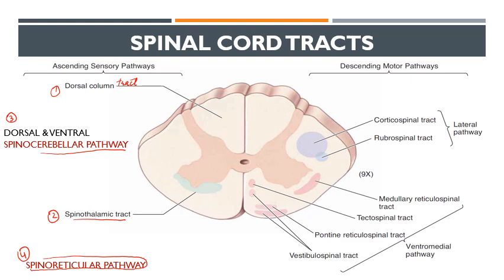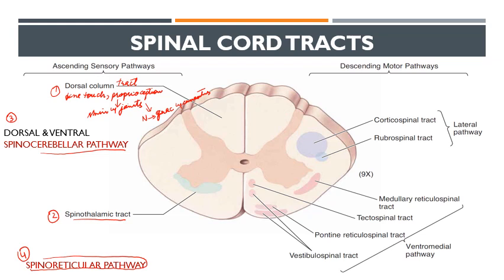The dorsal column tract's function is to convey fine touch and proprioception, and these signals originate from the skin and joints. The neurons of the dorsal column tract end in the nucleus gracilis and cuneatus of the medulla oblongata, and from here these fibers cross to the opposite side and then relay in the thalamus.